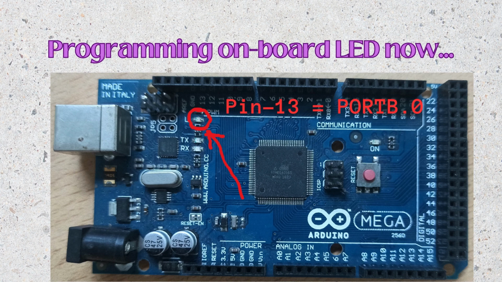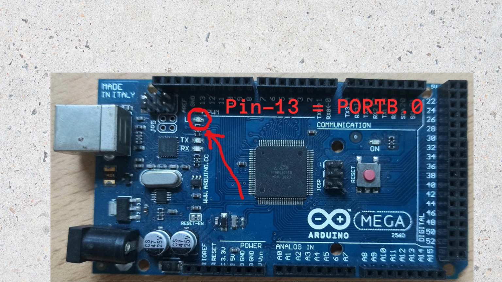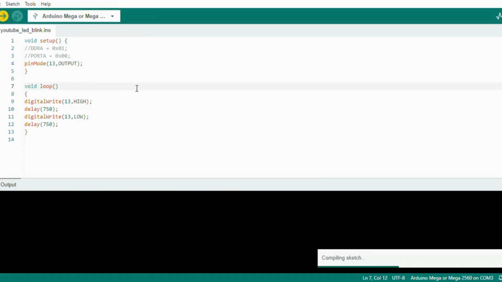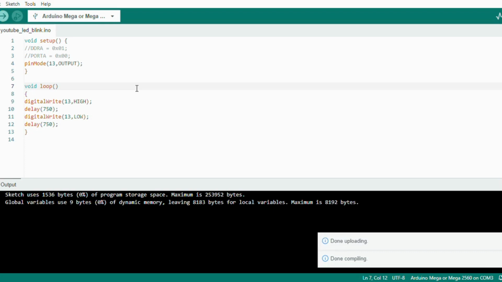Now, the onboard LED connected to pin 13 will be used. The program is written in Arduino style now. After uploading, the onboard LED starts blinking.